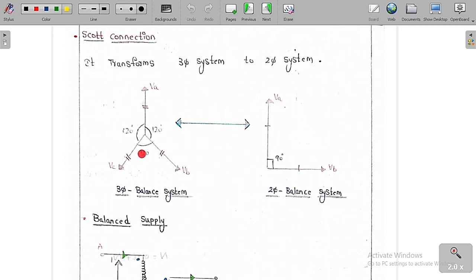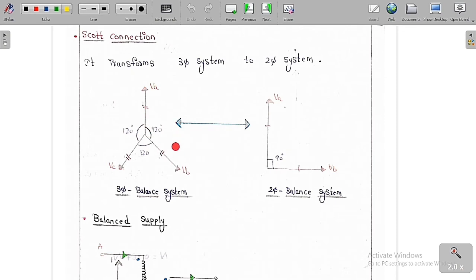So what is a three-phase balanced supply system? It means the voltage vectors are of equal magnitude, with a phase difference of 120 degrees between them. So this is VA, VB and VC, all of equal magnitude with a phase difference of 120 degrees between them. A two-phase balanced system means there will be two voltages of equal length with a phase difference of 90 degrees. This is called the two-phase balanced voltage system or balanced supply. We can convert from three-phase to two-phase or two-phase to three-phase; anything is possible with the help of this Scott connection for the transformer.